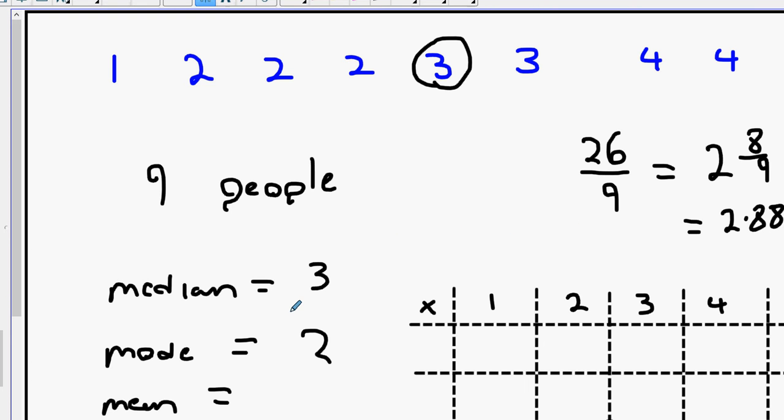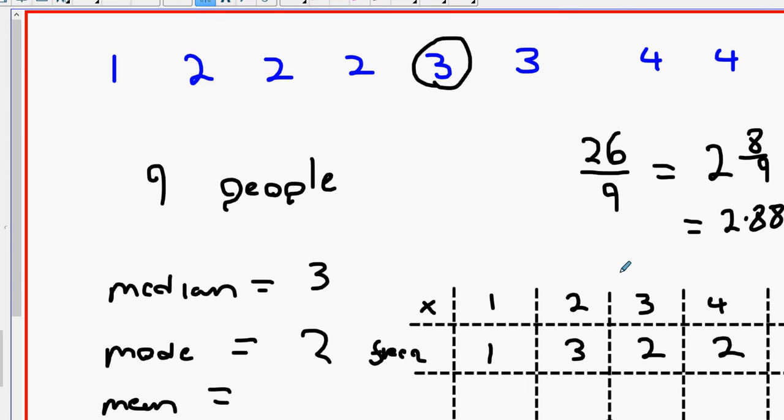Next thing we have is what's called frequency. Frequency tells you how often those numbers come up. How many 1s do we have? 1. How many 2s do we have? 3. How many 3s do we have? How many 4s do we have? And how many 5s do we have? 1.